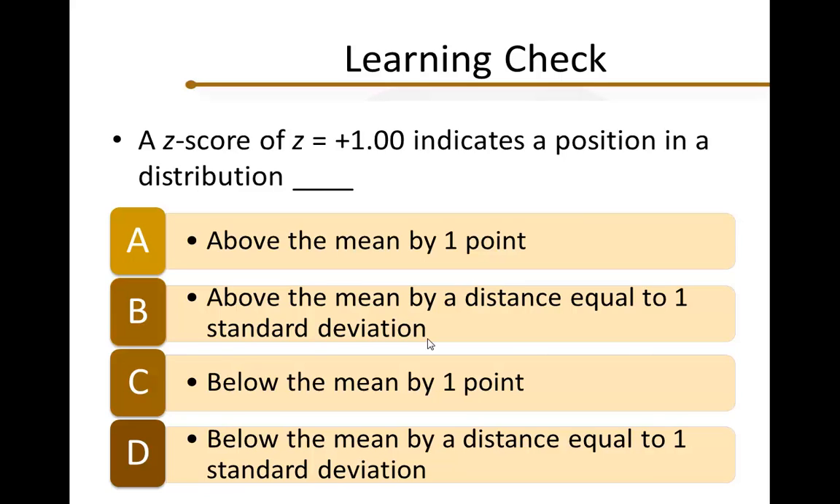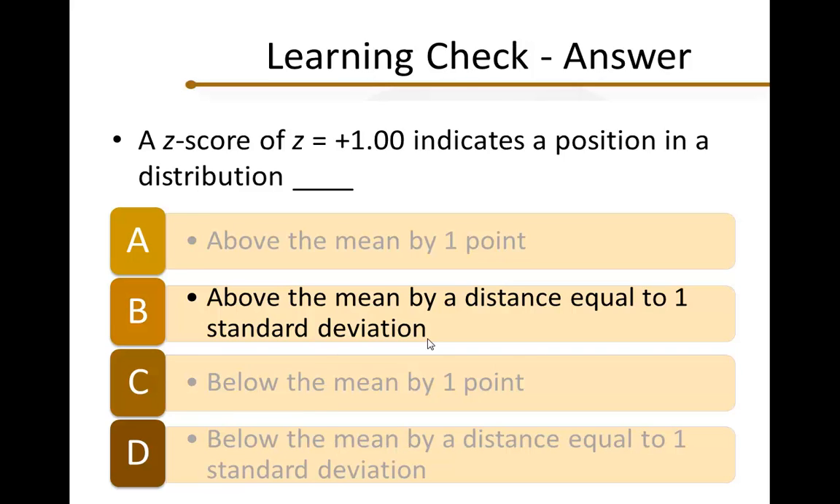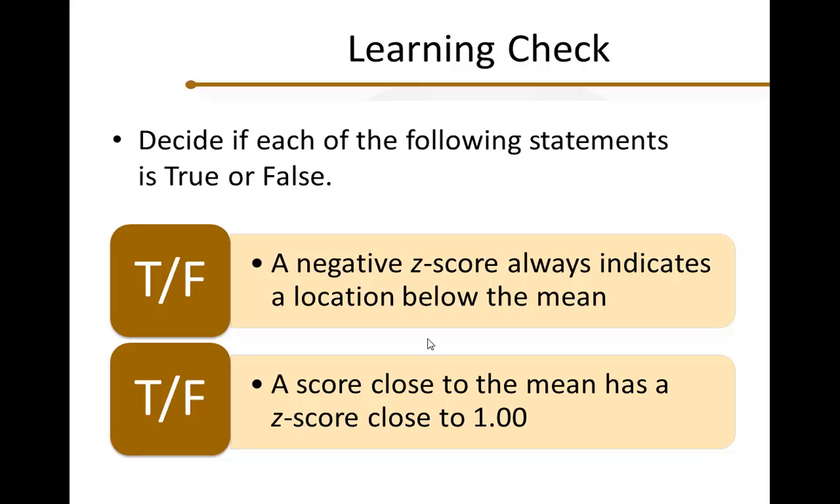Okay, so a learning check. A z-score of +1 indicates a position in the distribution. Take a few minutes and think about what we just discussed. Okay, and it would be above the mean by a distance equal to 1 standard deviation. Okay, so let's look at this learning check.